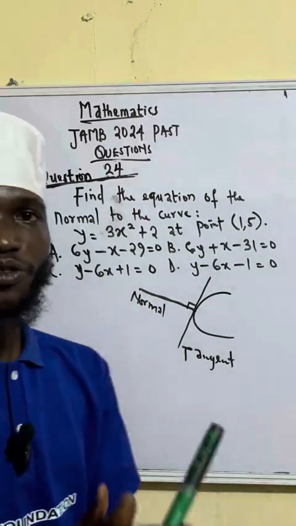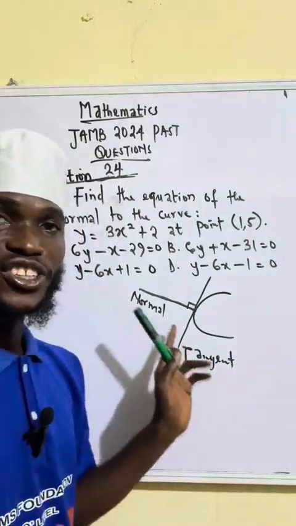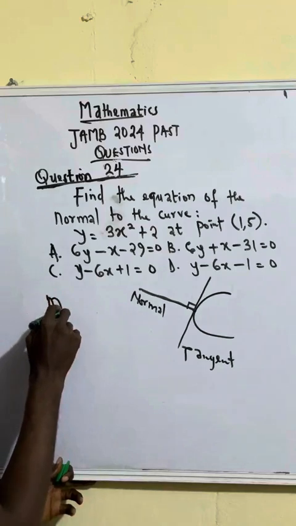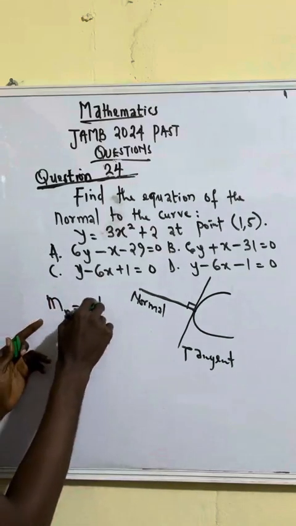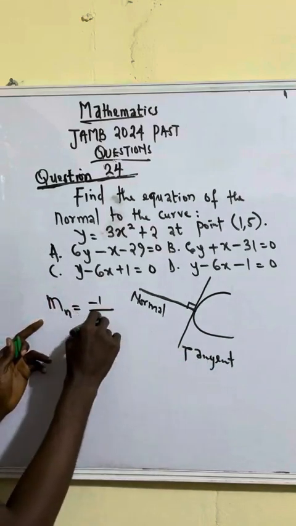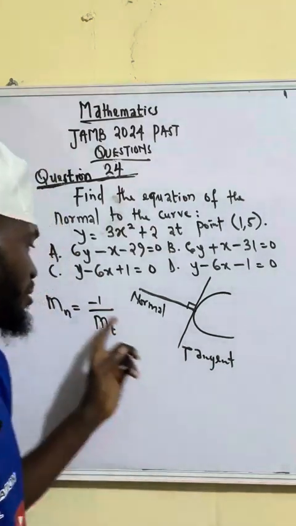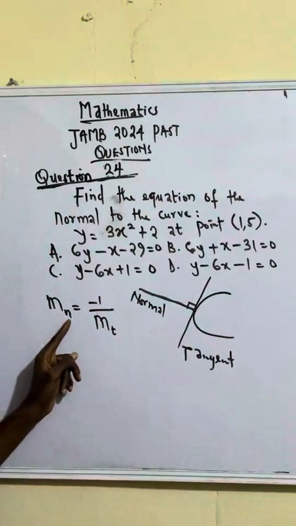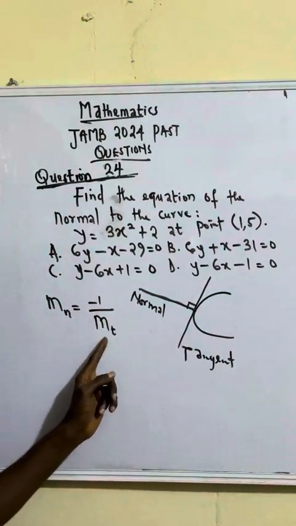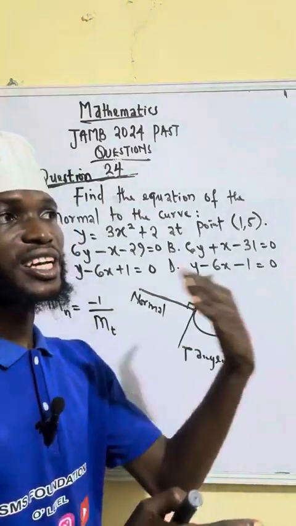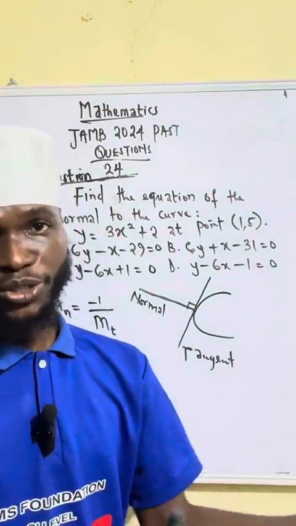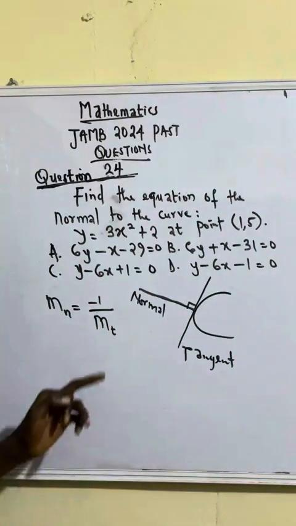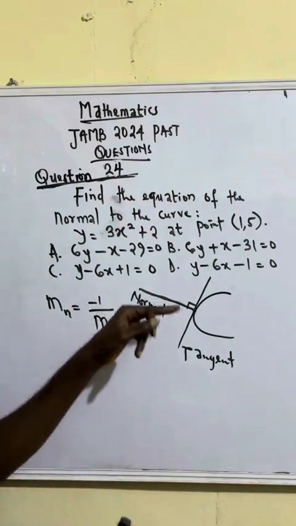So we use the condition for perpendicularity to show the relationship: that the slope of the normal, let me take it as mn, will be equal to minus 1 all over the slope of the tangent. It is standard to take m as slope in coordinate geometry. So the slope of the normal times the slope of the tangent equals minus 1. Make the slope of the normal the subject of the formula. You have this. The next thing, let's now find the slope of the tangent.